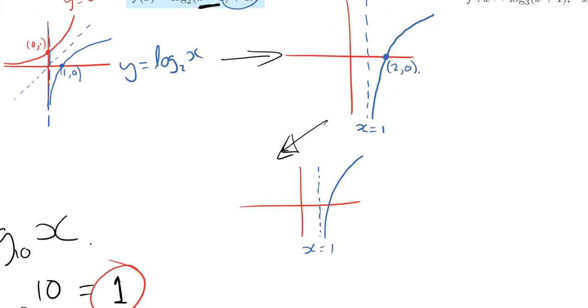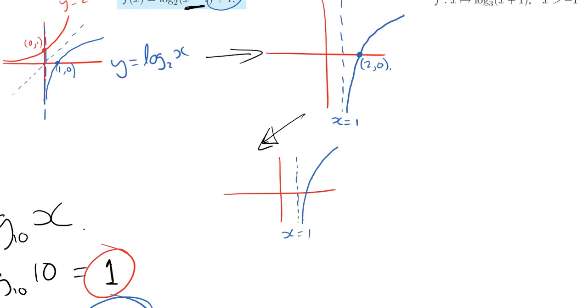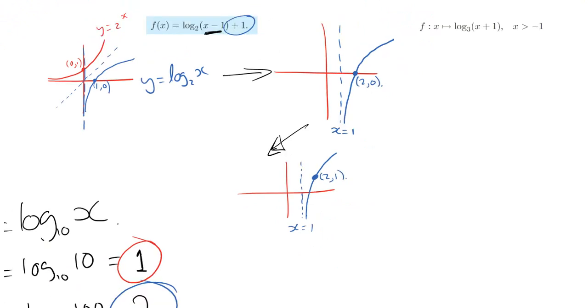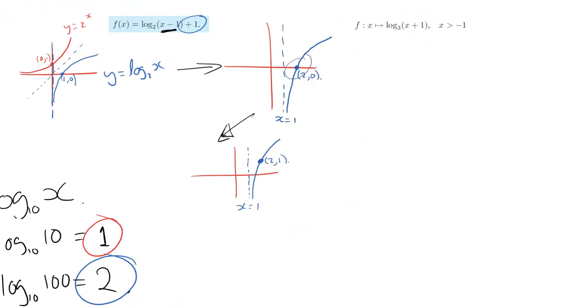But perhaps the only way I can explain this is to say there is a point here at 2, 1 that we know is on our equation, because that original point that crossed the axis there, at 2, 0, has shifted up 1 just like everything else. Okay, so that is the shape of the graph.